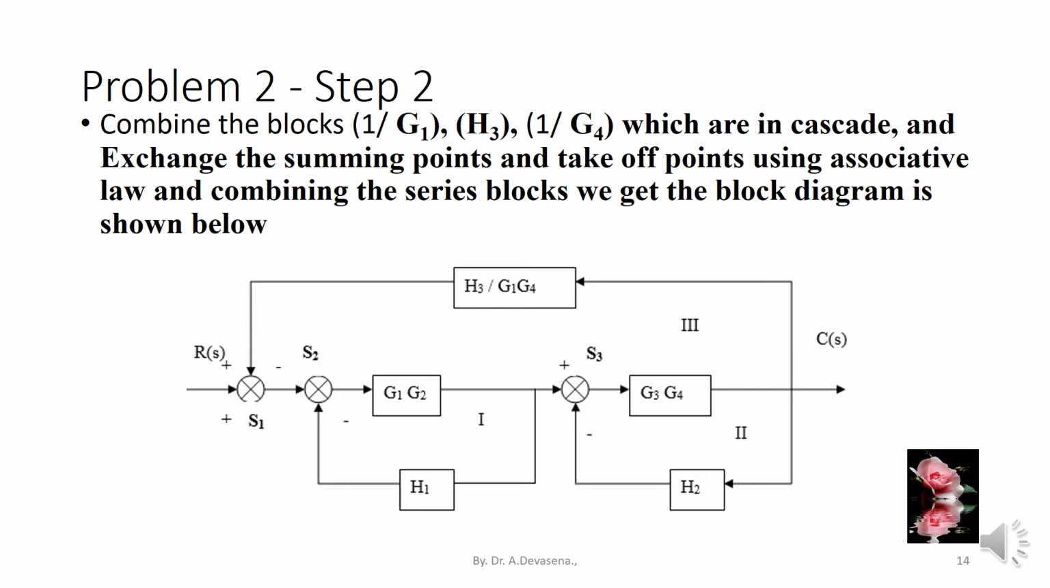Then we have G1, G2 blocks in cascade, G3, G4 blocks in cascade. Now we have exchanged the summing point and takeoff point as shown here. So we have 3 feedback loops. Feedback loop 1 is indicated here, feedback loop 2 is indicated here, and feedback loop 3 is indicated here. This is the representation of the block diagram after simplifying these.